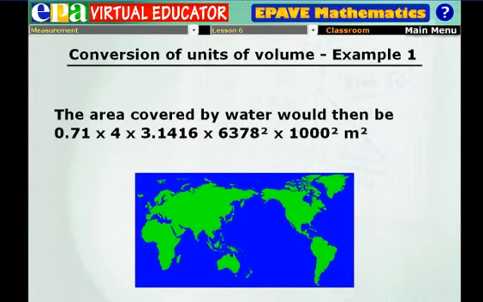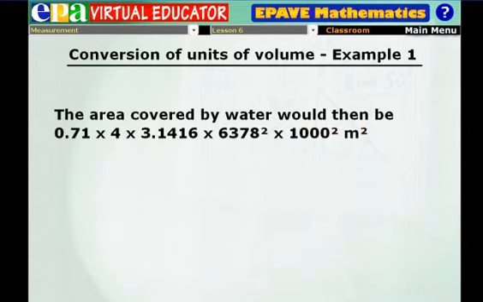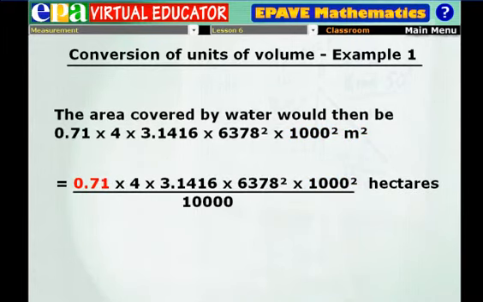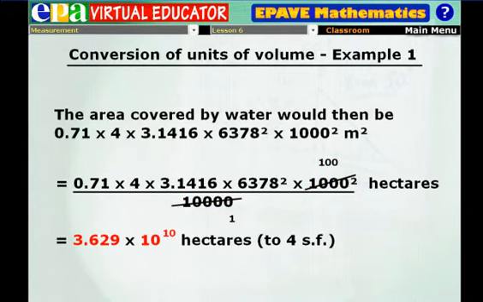The area covered by water would then be 0.71 times 4 times 3.1416 times 6,378 squared times 1,000 squared square meters. This is equal to 0.71 times 4 times 3.1416 times 6,378 squared times 1,000 squared, all divided by 10,000 hectares. This is equal to 3.629 times 10 to the 10th power hectares, to 4 significant figures.